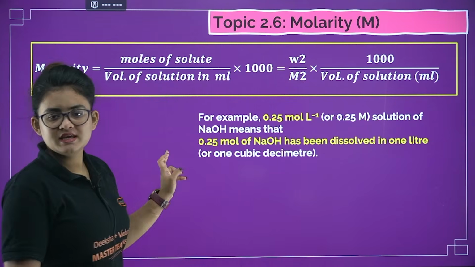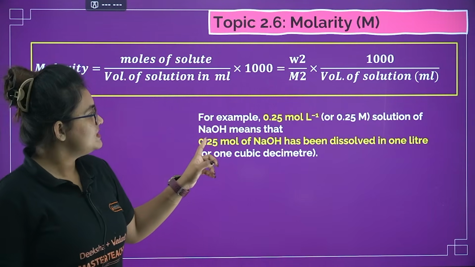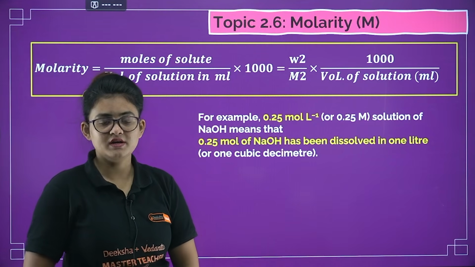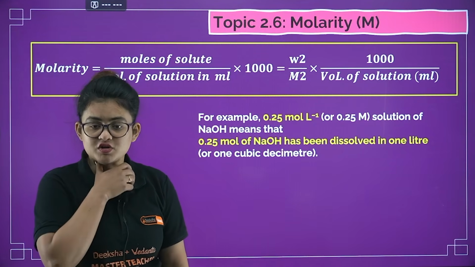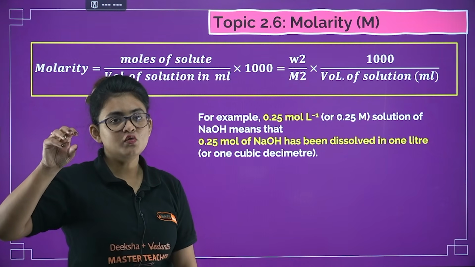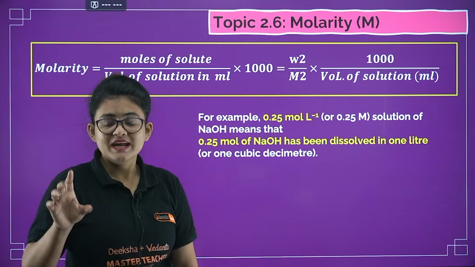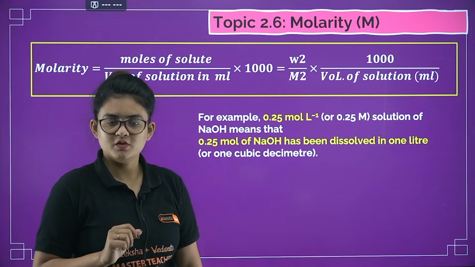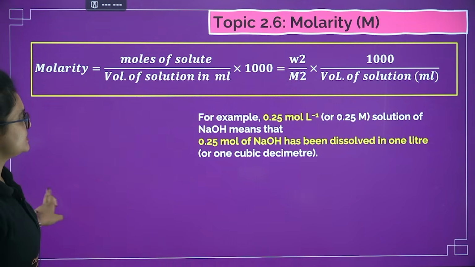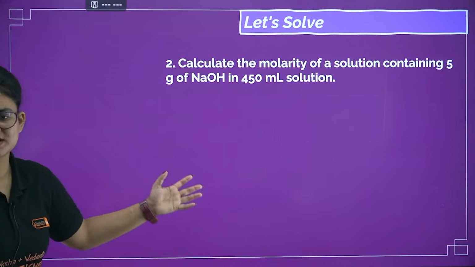Now you can see if you have a 0.25 molar solution, here they gave NaOH. What does it mean? It means that you have 0.25 mole of NaOH in 1 liter of solution. This is what the molarity indicates. I guess it's clear. Let's proceed. Let's try one problem.